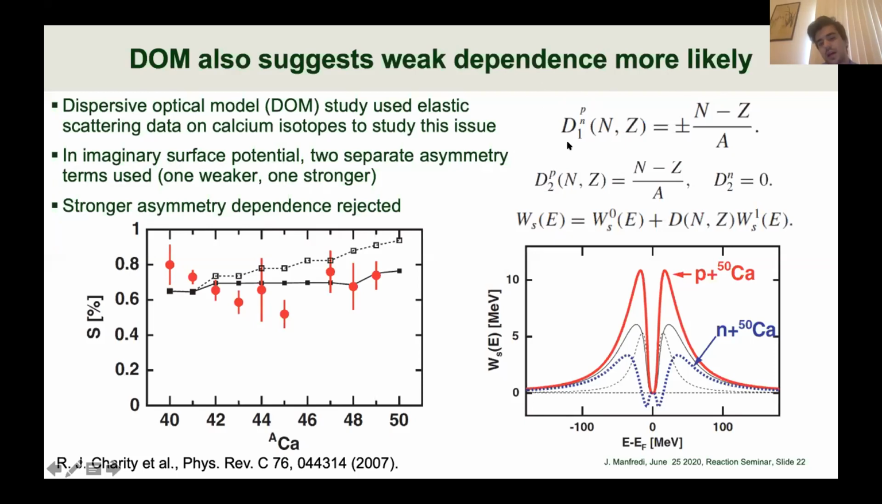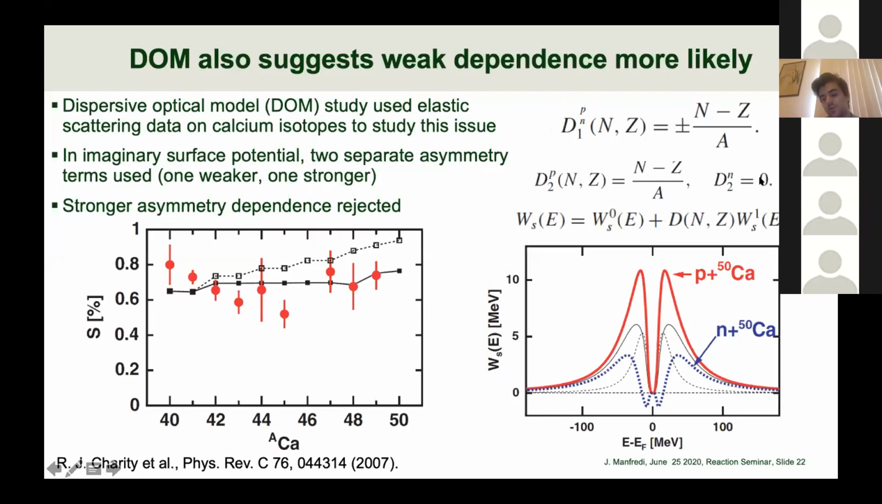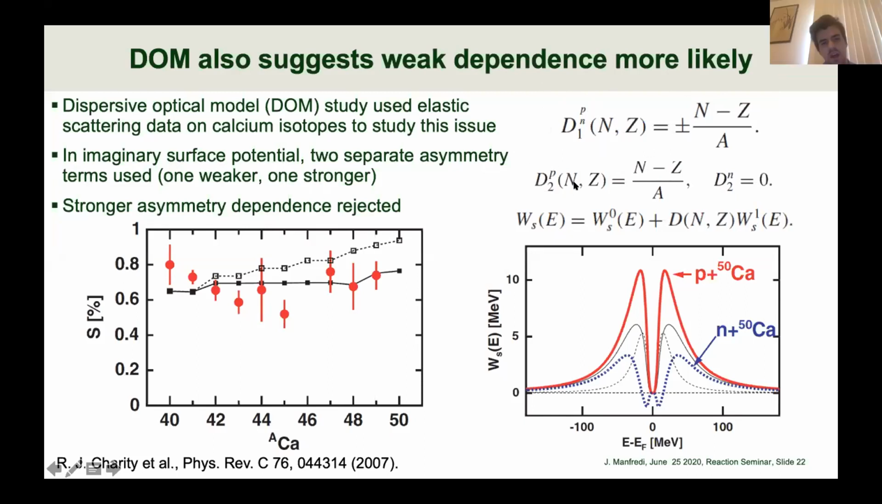The top one, they use a similar term for protons and neutrons. In the bottom one, they use the (N-Z)/A for the protons and 0 for the neutrons, arguing that for the proton case, this is much more experimentally established. And what they see when they compare to the spectroscopic reductions from transfer reactions, shown in this bottom plot here, is that the black, filled-in points, corresponding to the second, weaker asymmetry dependence, agree much better with the data than the open points, which correspond to this stronger asymmetry dependence.